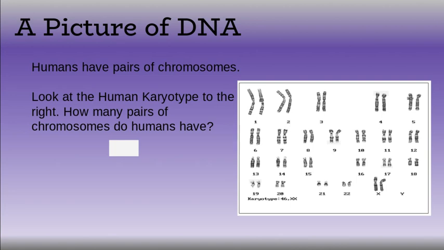So here's an example here. It says humans have pairs of chromosomes. Look at the human karyotype to the right. How many pairs of chromosomes do humans have? Well, it looks like we have 22 pairs that are autosomes, the first 22 pairs. And then at the very end there, we see the X and the Y. So we have two X chromosomes here. And that's going to count as that 23rd pair. So in total, humans have 23 pairs of chromosomes, which gives us a total of 46 chromosomes.